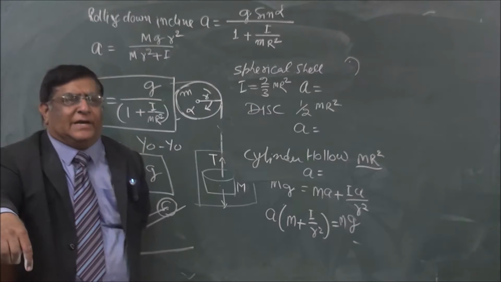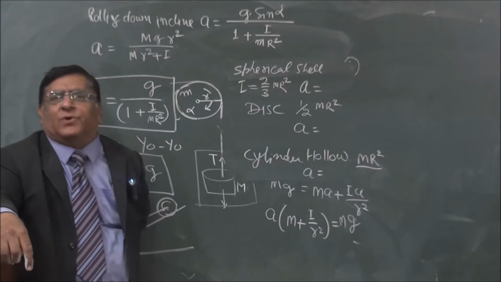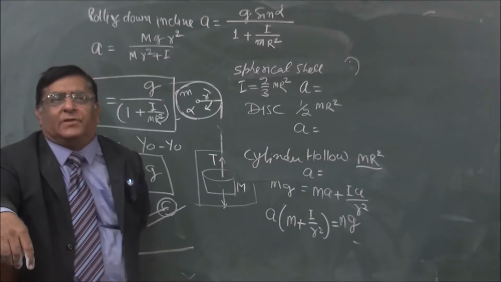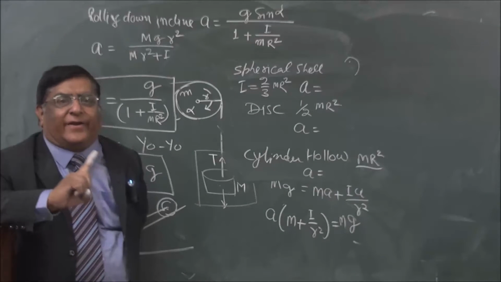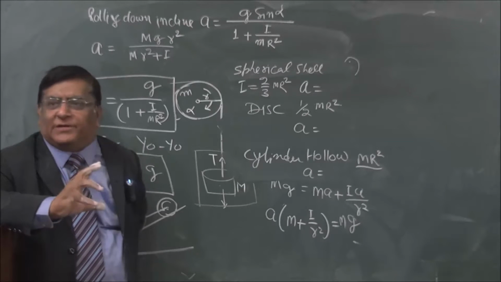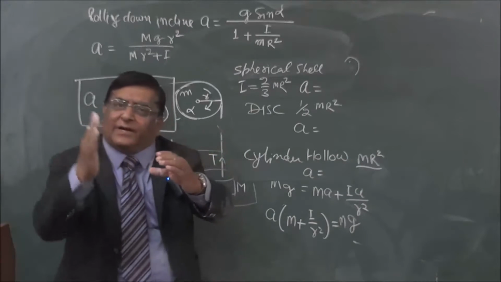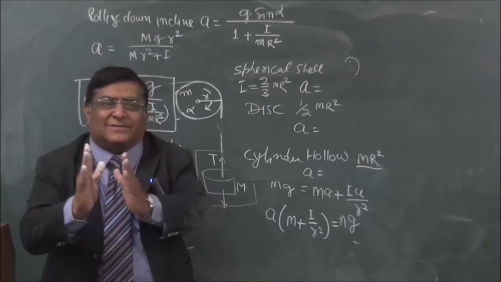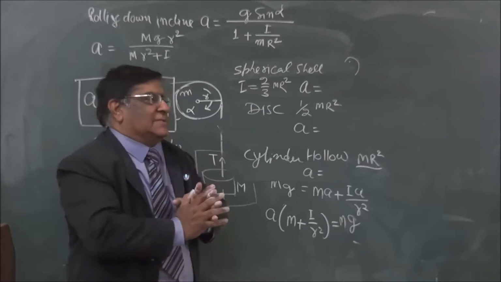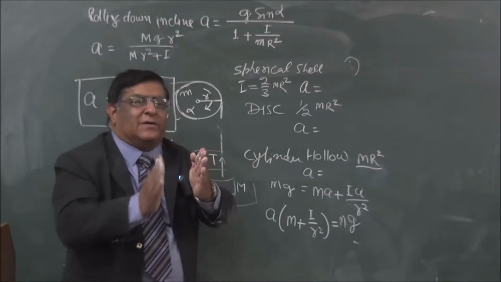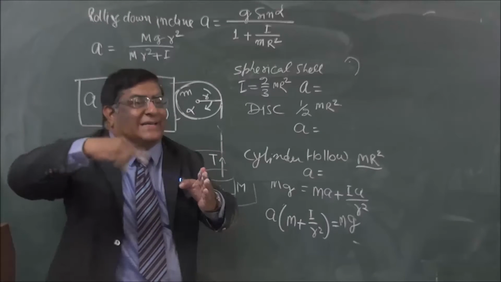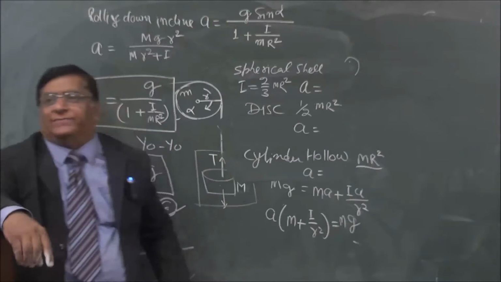For a hollow cylinder, it is mr squared. For a solid cylinder, it is mr squared upon 2. You see, a hollow cylinder and a ring have the same moment of inertia. If you cut a solid cylinder, what do you get? So many discs. So that is the formula for the disc. If you cut a hollow cylinder, what do you get? So many rings. So that is the ring formula.